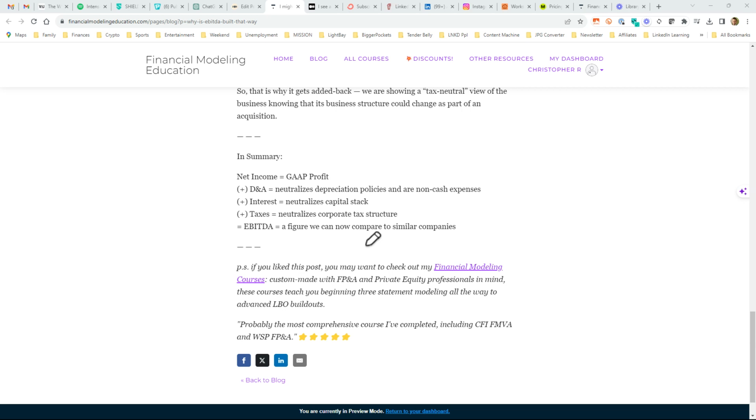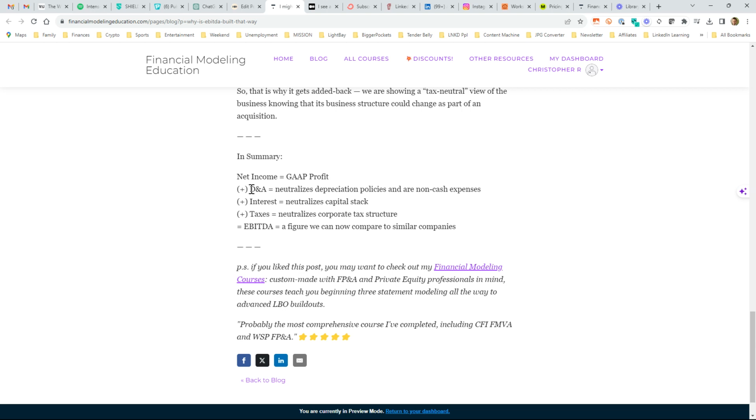So what we're trying to do here is get a normalized profitability or operating cash flow of this company to make it comparable to other businesses. And so in order to do that, we have to take the net income and add back a handful of things to sort of neutralize the income statement, or neutralize that structure, to get it to something we can compare to other companies.